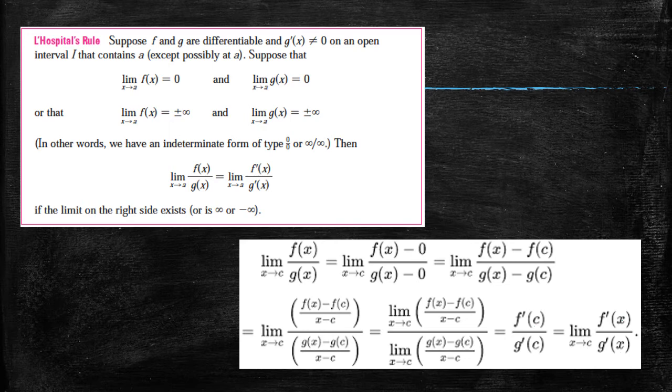One thing to notice about L'Hopital's rule: show me that it applies, right? So we're either in the case of 0 over 0 or infinity over infinity. Take the derivative of the numerator on its own, take the derivative of the denominator on its own. So we're not using the quotient rule.